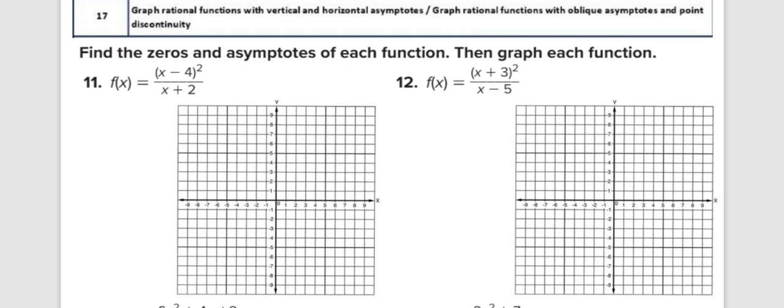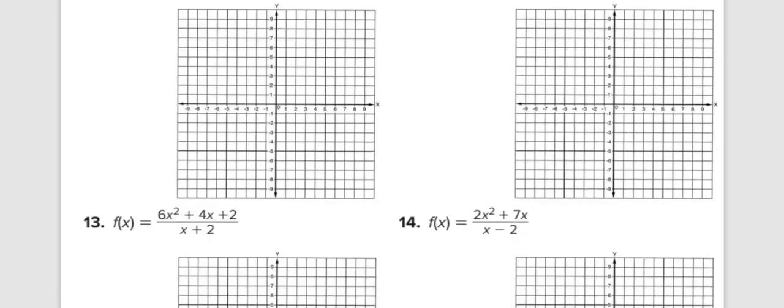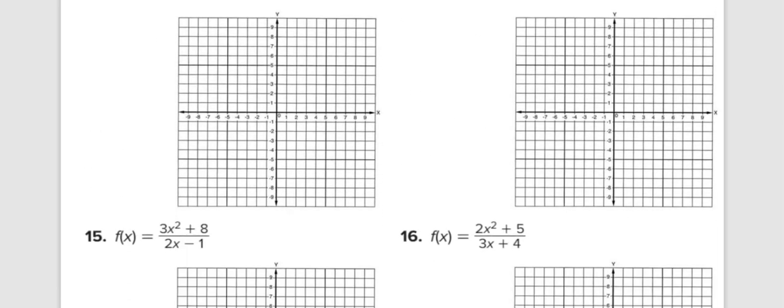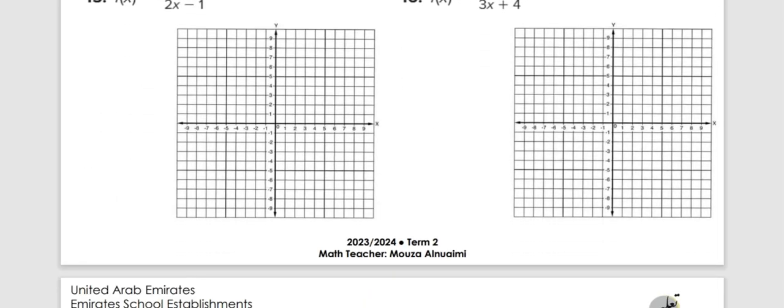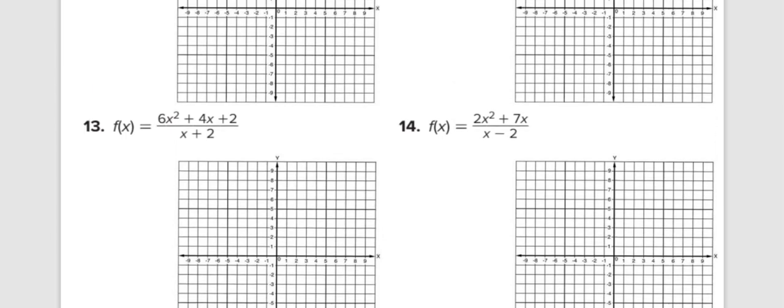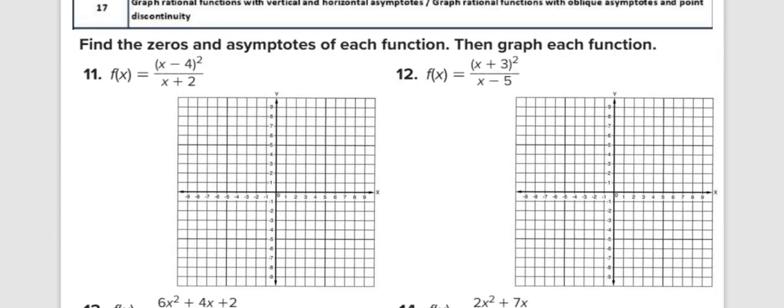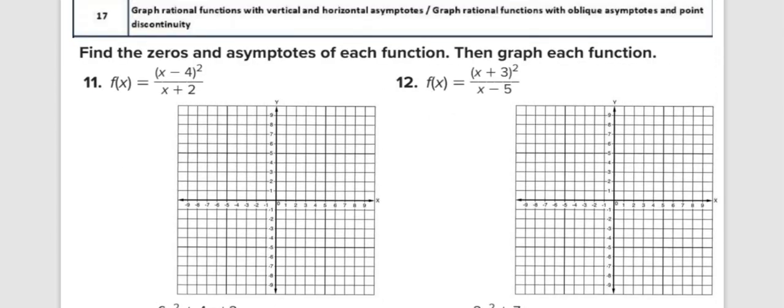Now question number 17, if you see from 11 to 16, all these questions are the same. What we need to do is find the zeros and the asymptotes, then draw the graph. Till question number 16 we have to solve. All of them have the same method. So what we need to find out are the asymptotes and zeros.